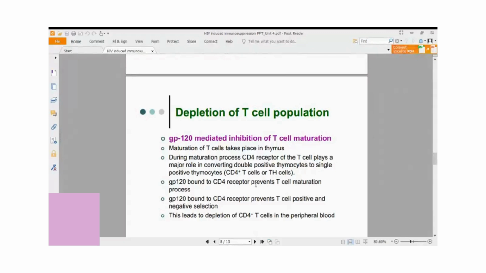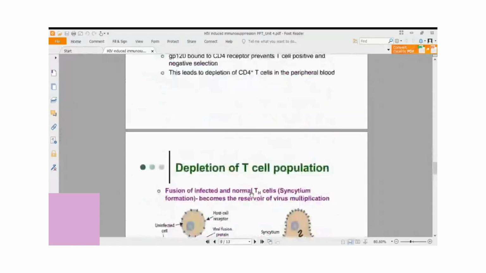And there also, if CD4 has bound to GP120, then that TH cell will not be able to undergo negative selection. This will result, once again, in depletion of the population of T cells, because the process of maturation itself is inhibited by GP120. So that will also cause the depletion of T cells. So let us see now what is the other mechanism that can also cause depletion of T cells.